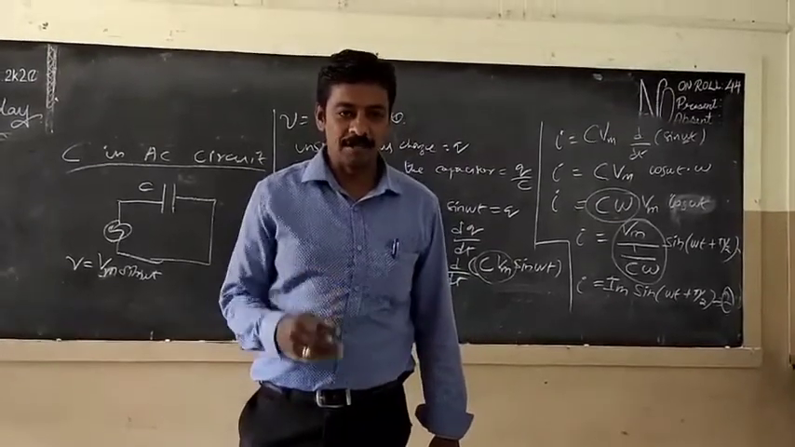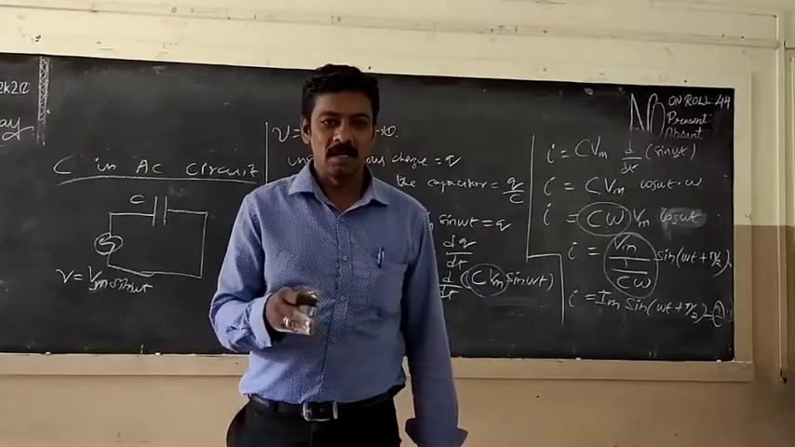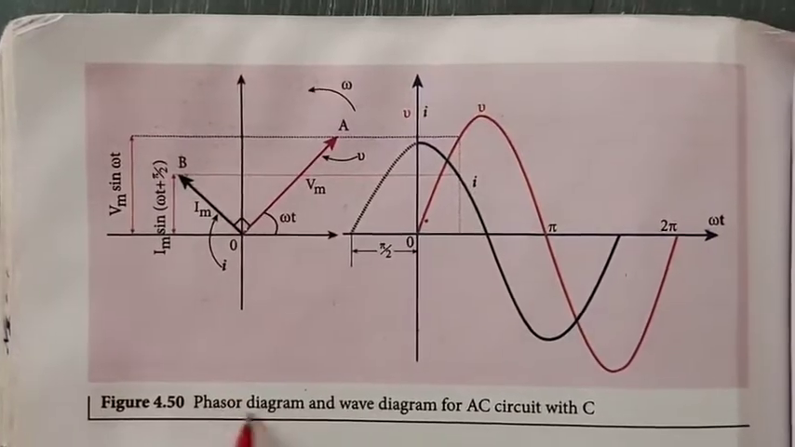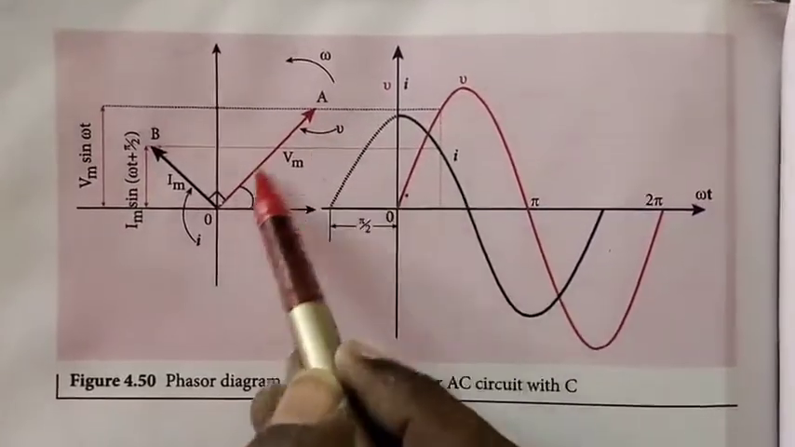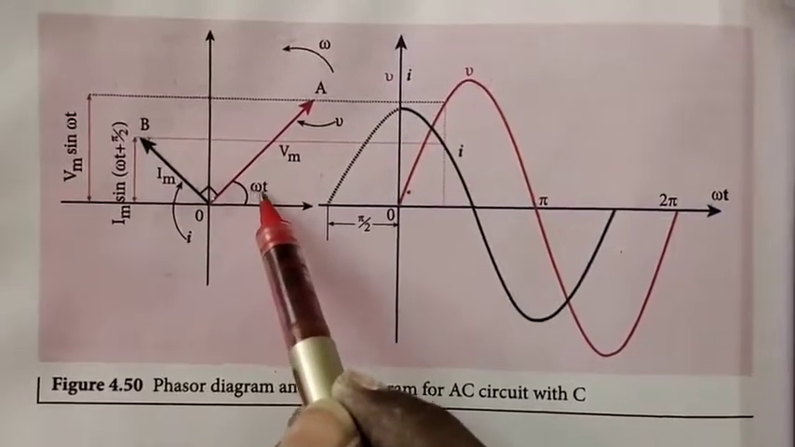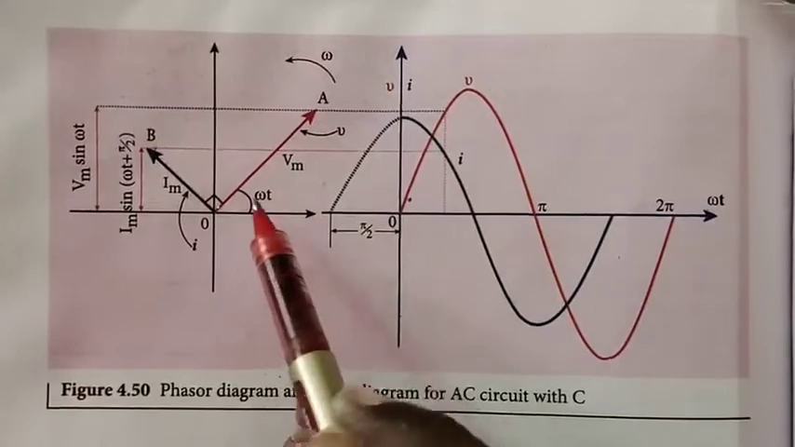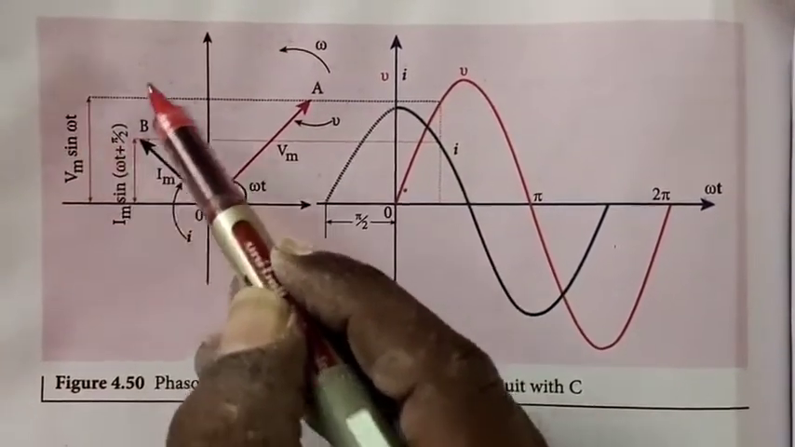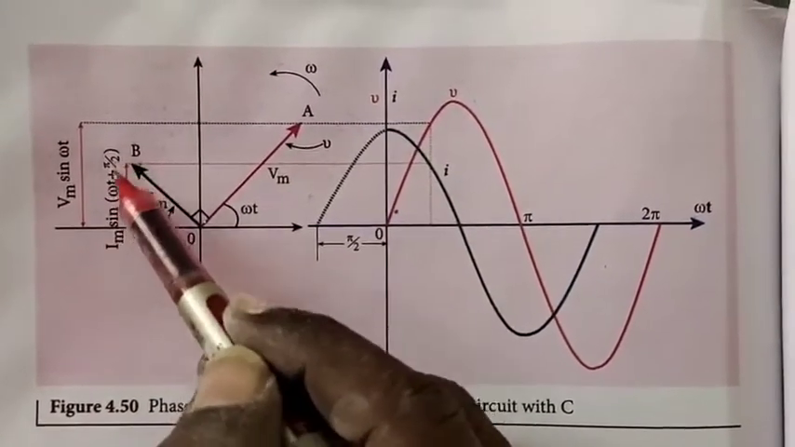Now we are going to see the phasor diagram of a capacitor connected in a purely AC circuit. Children, now we are going to see the phasor diagram or wave diagram for the AC circuit with C. Here OA is the maximum voltage and OB is the maximum current, and omega t is the phase angle OA makes with the x-axis. Here Vm sin omega t is the phasor projection on the y-axis, that is the applied voltage. Here Im sin omega t plus pi by 2 is the current.